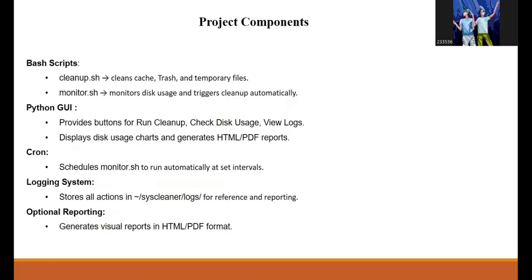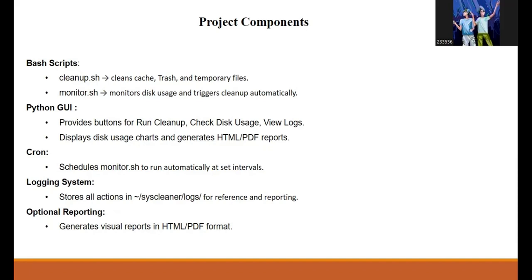Let's talk about the project components, how this project works, or what the directory of this project is. Here we have two script files, cleanup script and monitor. The use case of the cleanup script is to clean cache, trash, and temporary files. The monitor checks whether our disk usage exceeds limits or not. If it exceeds limits, then it triggers automatically and removes those temporary files. Then the Python GUI. We wrote our graphical user interface code in Python, which gives us a user-friendly environment to remove these temporary files manually at any time when the user wants.